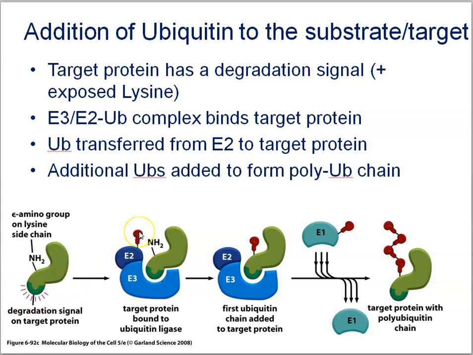E2 currently has the ubiquitin. When it's bound in with E3, E3 can transfer that ubiquitin from E2 onto the target protein. We can repeat that process several times by E1s coming in and providing more ubiquitin, and that tags, in this case, P53 with a polyubiquitin tag, and that will send P53 to the proteasome for degradation.